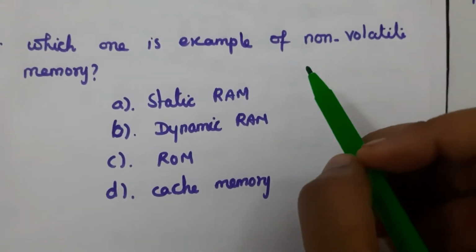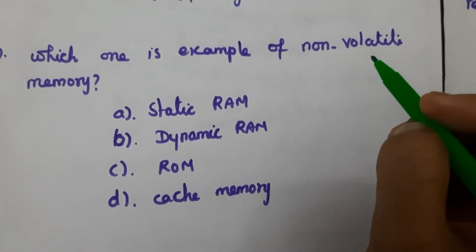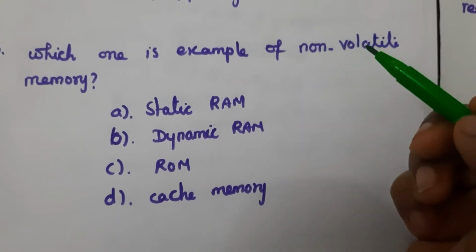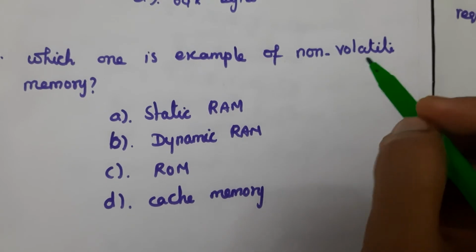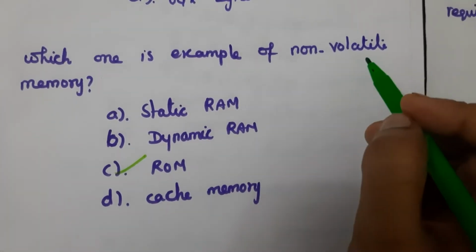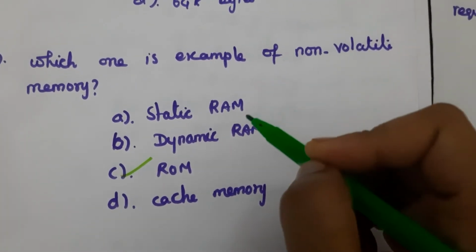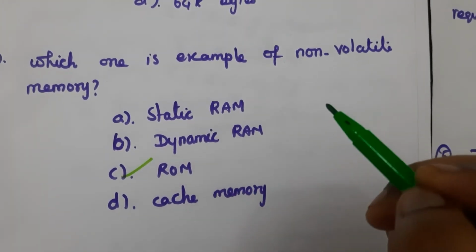Next question, which one is an example of non-volatile memory? Non-volatile memory means it has permanent memory. Whether the computer or any storage device has power or not, it will store its values. So here the answer is ROM. Non-volatile memory is ROM. Others lose data when the power is off. So here the answer is C.